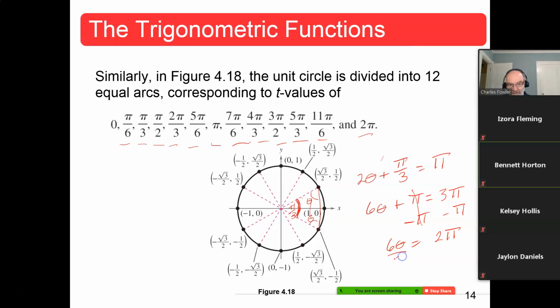Then let's divide both sides by 6. And that gives you theta is equal to pi thirds. Wait a minute.